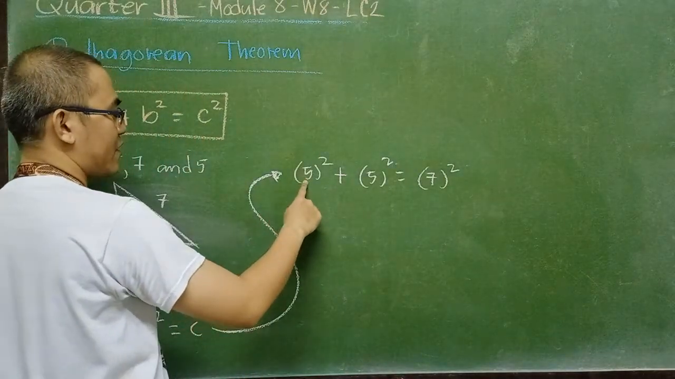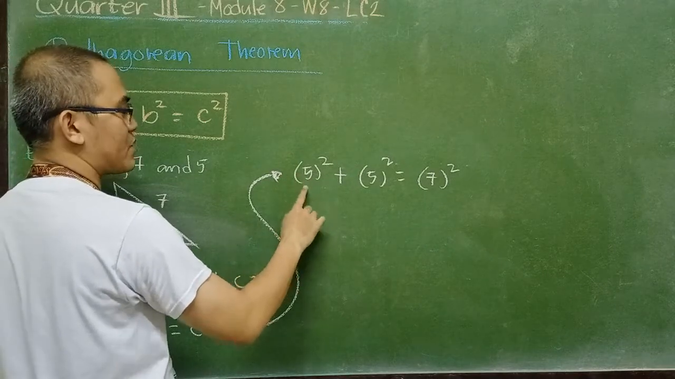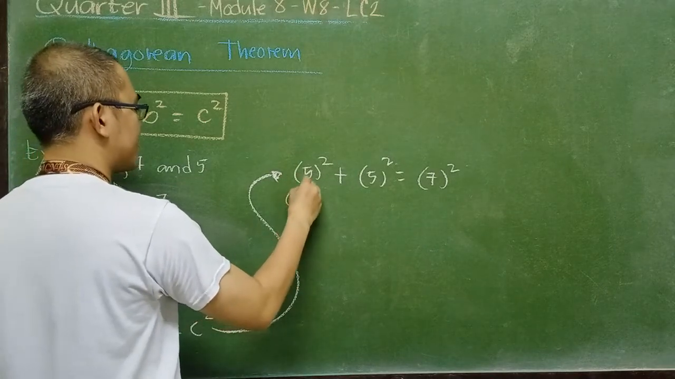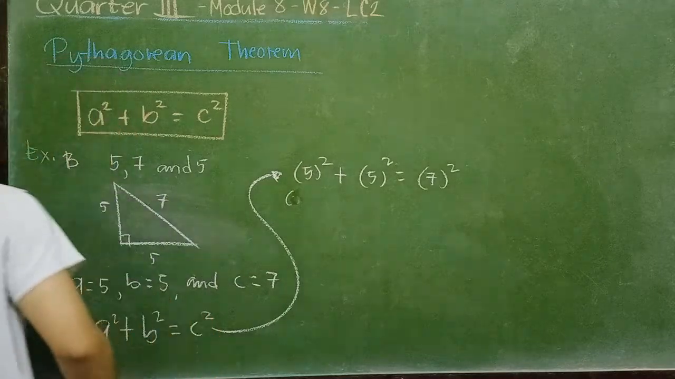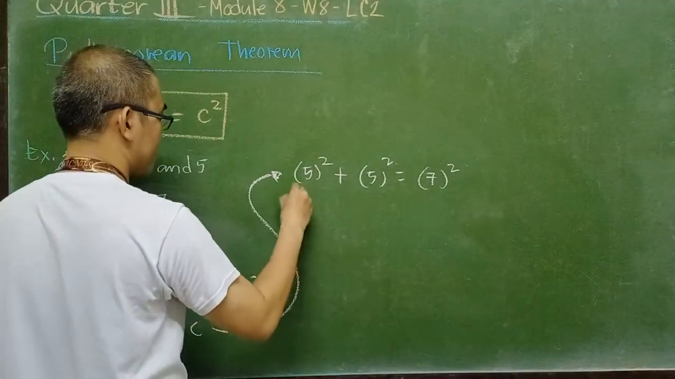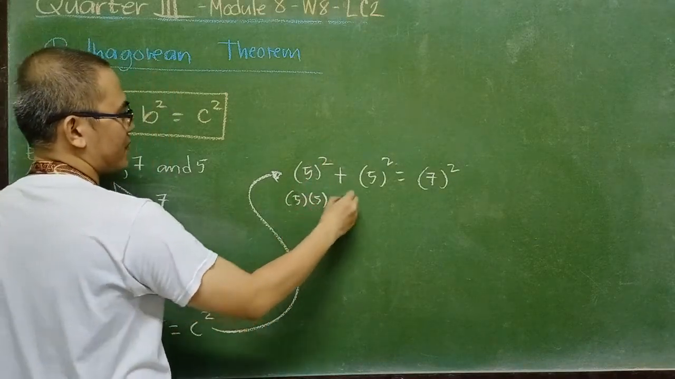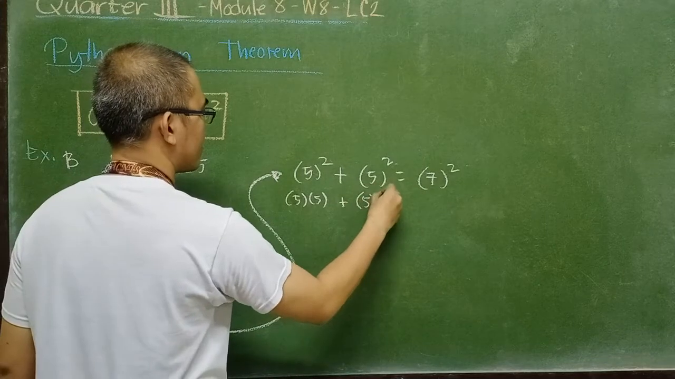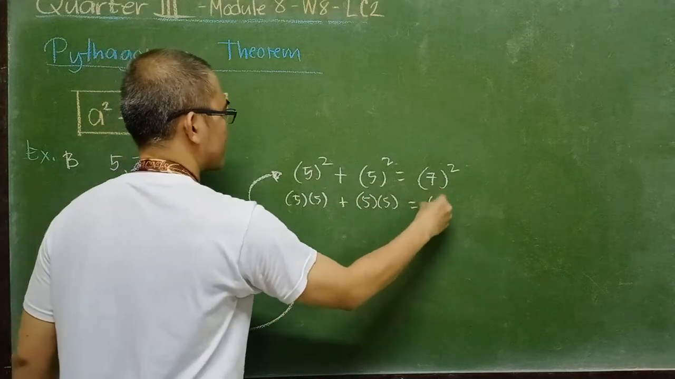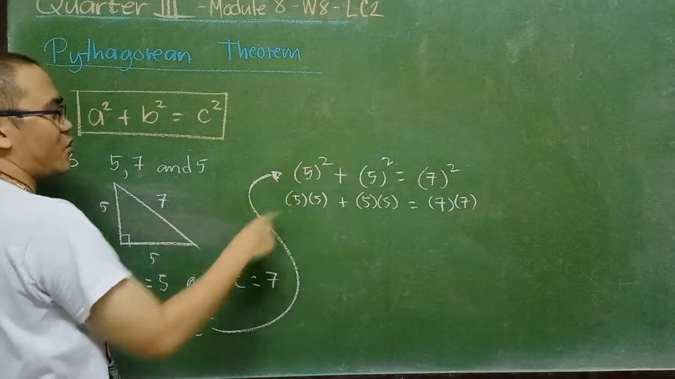5 squared is, ibig sabihin niyan, dalawang 5. So 5 times 5. Parang ganyan. Ibig sabihin niyan is, 5 raised to 2 is dalawang 5 na i-multiply mo sa sarili niya. Yan, tapos 7, tapos 7. Yan. Ganyan yung ibig sabihin ng mga exponent sa taas.